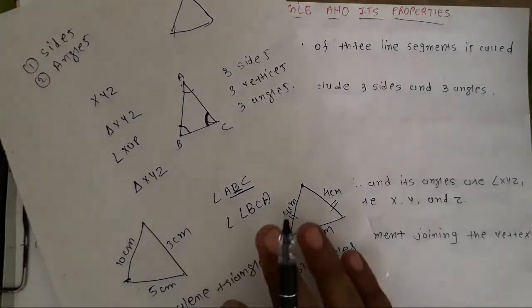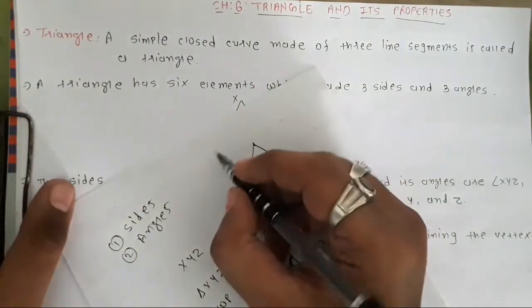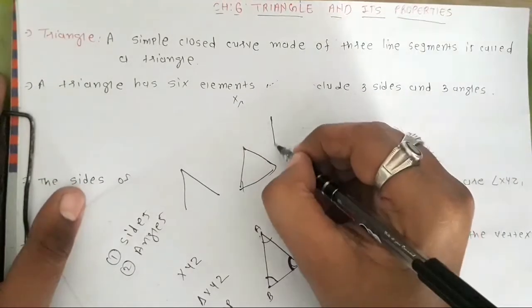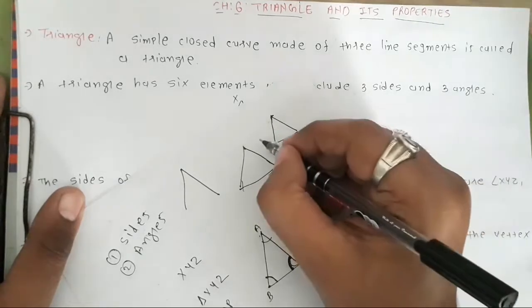And the third one is the equilateral triangle. As the name suggests, equilateral means equal: in the triangle all three sides are equal. For example, this one is 4 centimeter, this one is 4 centimeter and this one is also 4 centimeter.